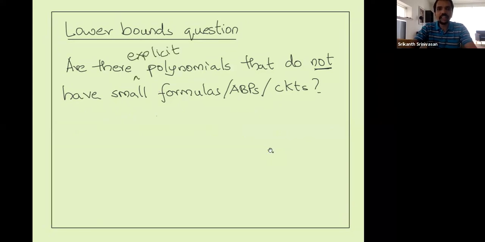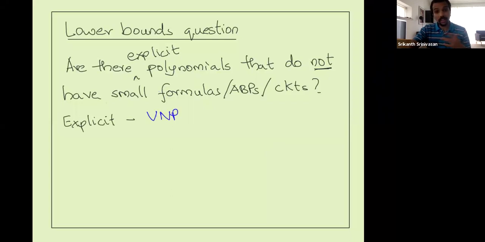The question that we are asking is not whether there exist such hard polynomials, but rather whether there are explicit polynomials that do not have small formulas, ABPs, circuits. And what does explicit mean? Explicit in some sense means easy to describe polynomials. The exact meaning of explicit is subtle, and it can differ slightly based on application. But the most important meaning of explicit for us, the one that makes the most sense in our setting, is this notion of VNP.